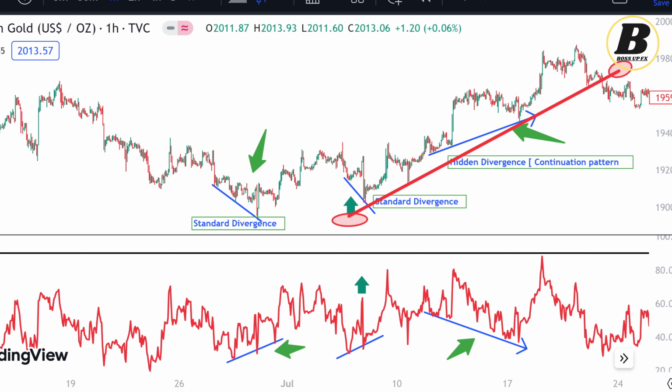The fourth one is never underestimate the importance of risk management.